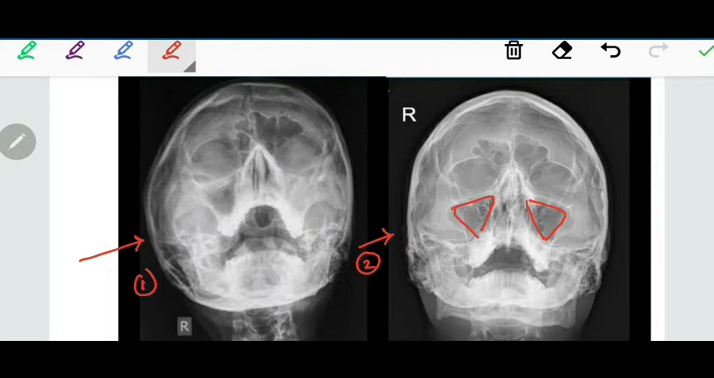So compare the radiograph of the right-sided maxillary sinus and the left-sided maxillary sinus side by side. We will see that the left-sided maxillary sinus is markedly opaque compared to the right side. It is much more white compared to the normal side, that is the right side. So the left side here is the radio-opaque side.